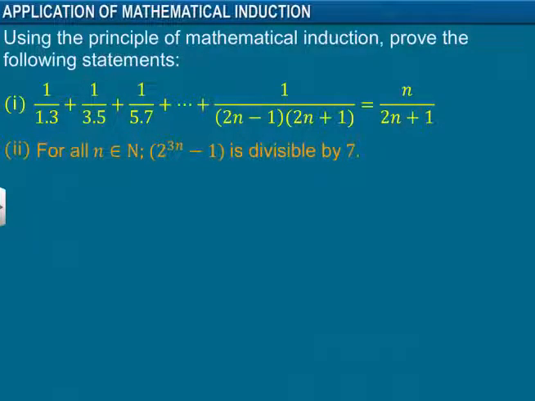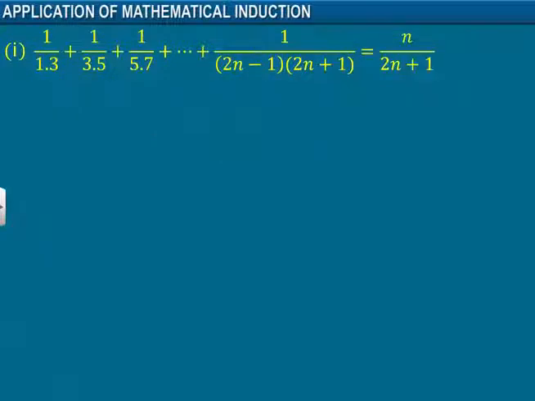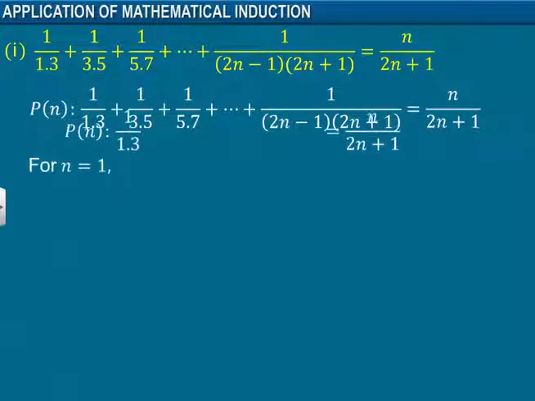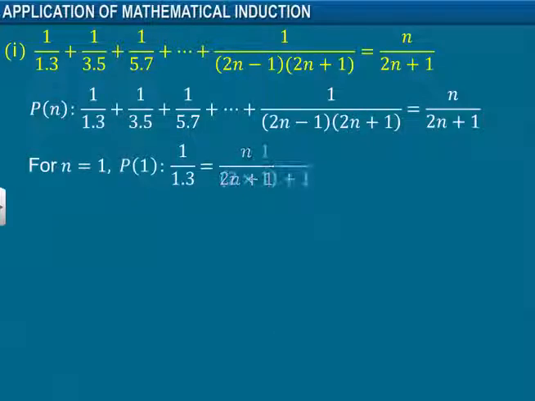Let's begin with the first statement. Let the given statement be P(n). Let's check the truth of the statement for n equal to 1. For n equal to 1, both sides of the statement are equal. Therefore, P(1) is true.